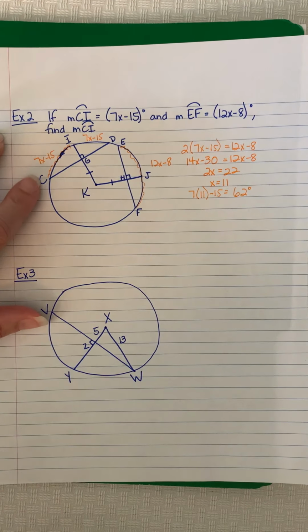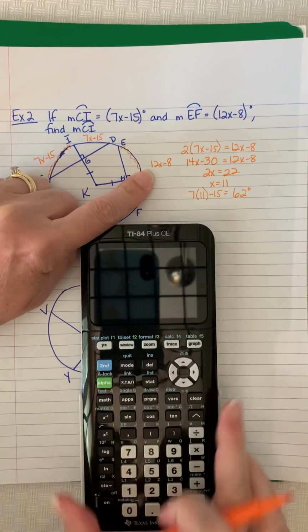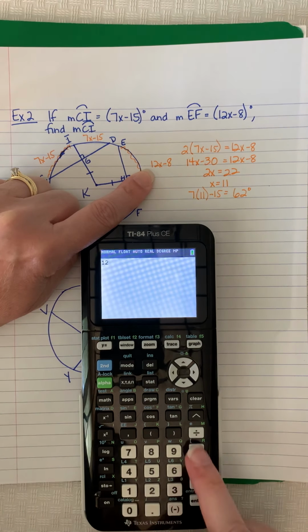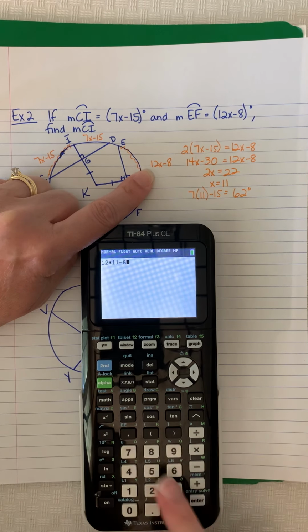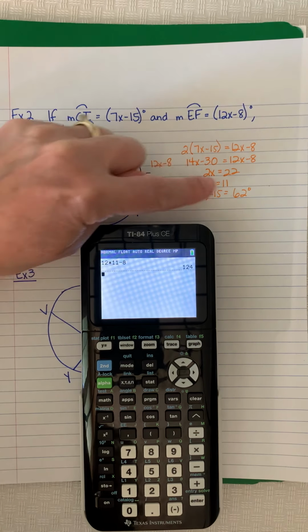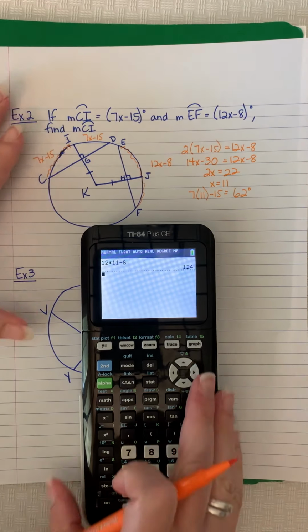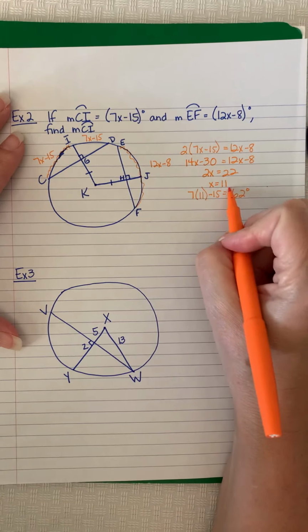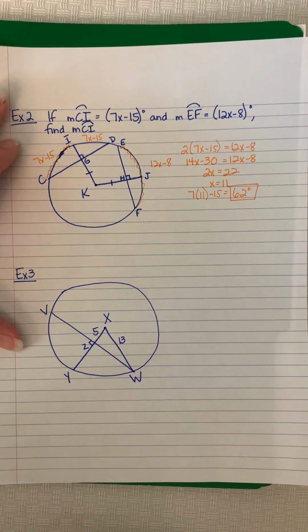To double check your work, if we plug an 11 into here, we'll get 12 times 11 minus 8, and hopefully that is double this, and it is. So we did things correctly. So the measure of arc CI is 62 degrees.